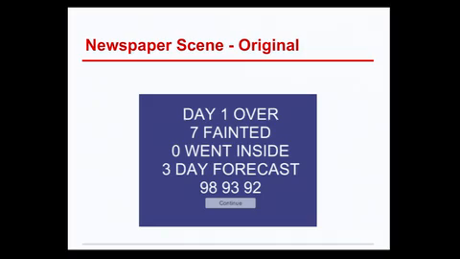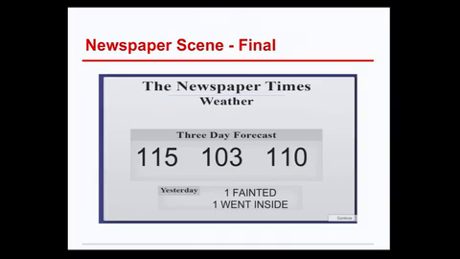And the original newspaper scene looked like this. A lot of text, doesn't really help you with much. No one really cared much about it in the first iterations of the game because the long-term objects hadn't been added yet, such as the umbrellas and the water coolers. And so we changed it to look like this. It's the same information, just a little better organized.